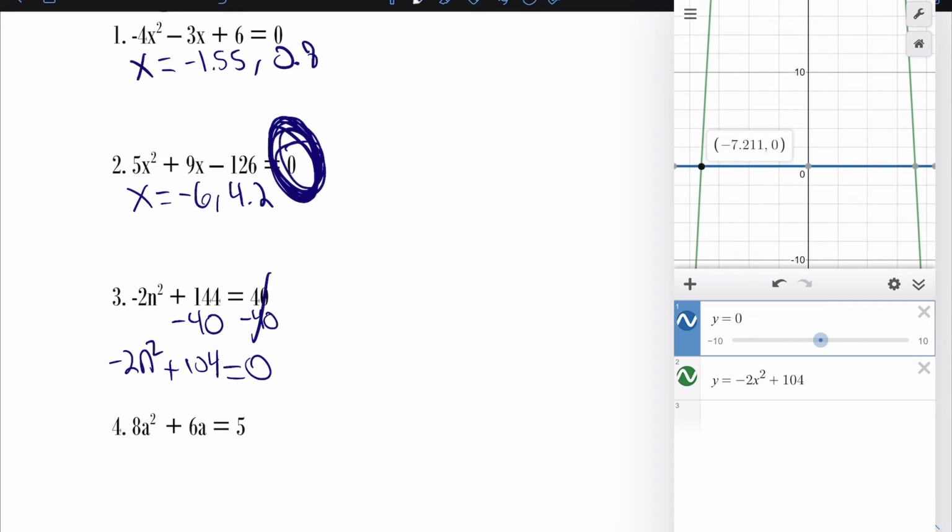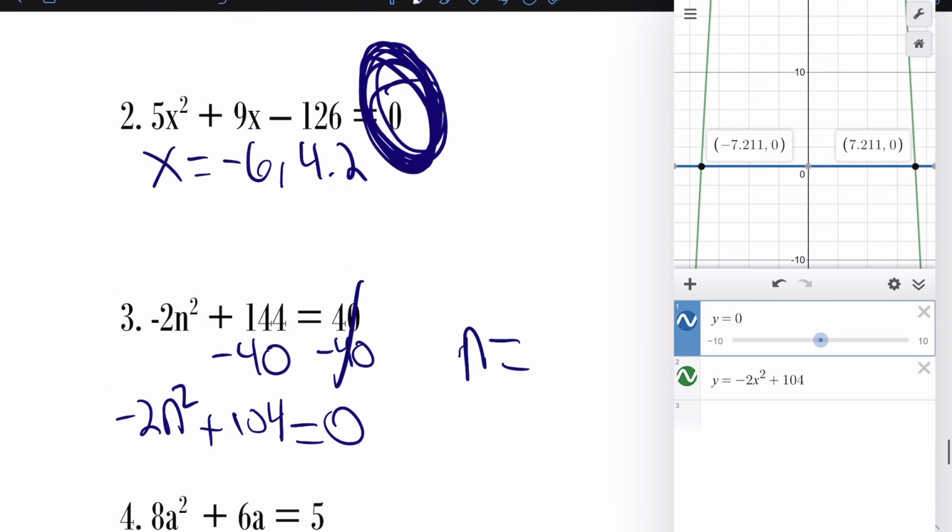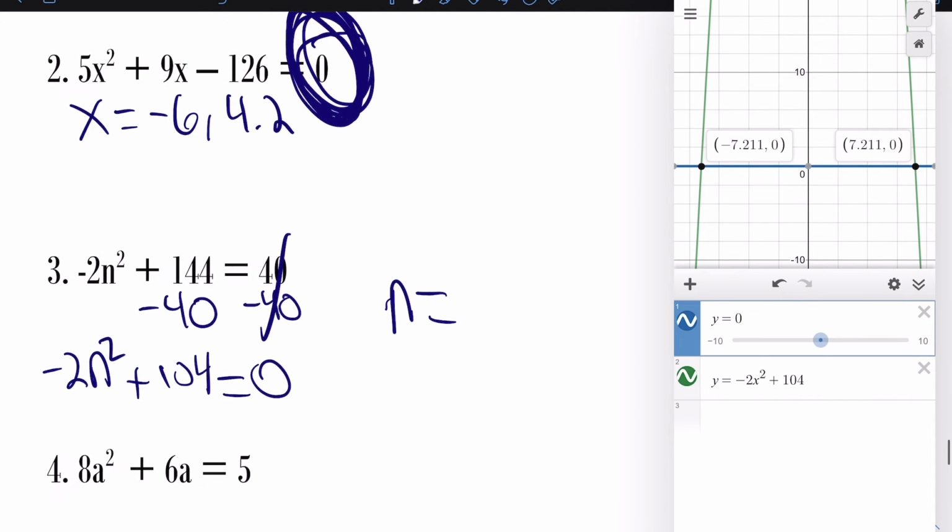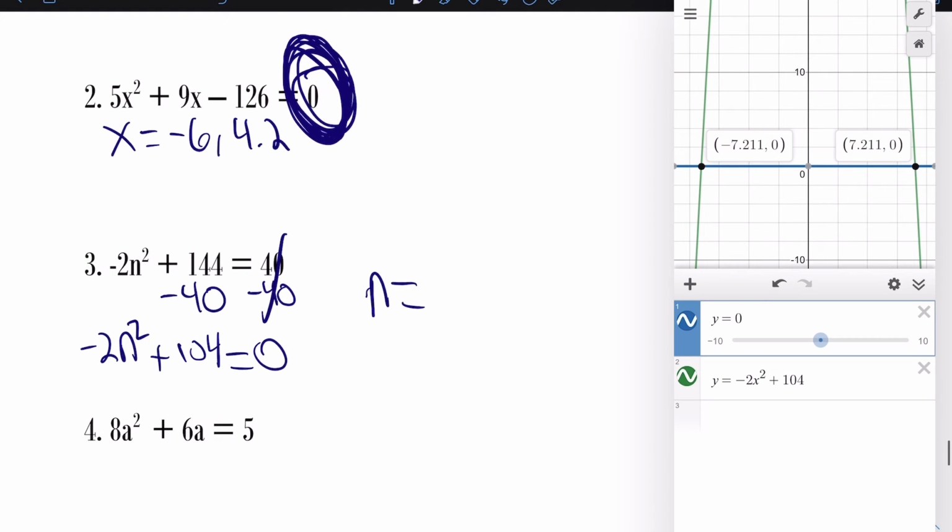And then we can highlight the two intersection points, which are at negative 7.2 and positive 7.2. Even though we put x on the graph, we're going to change it back to n whenever we're answering the question, because the question has n's in it, not x's. But in the graphing calculator, you should use x's, not whatever random letters are in the question. Okay? So we have negative 7.2 and positive 7.2.